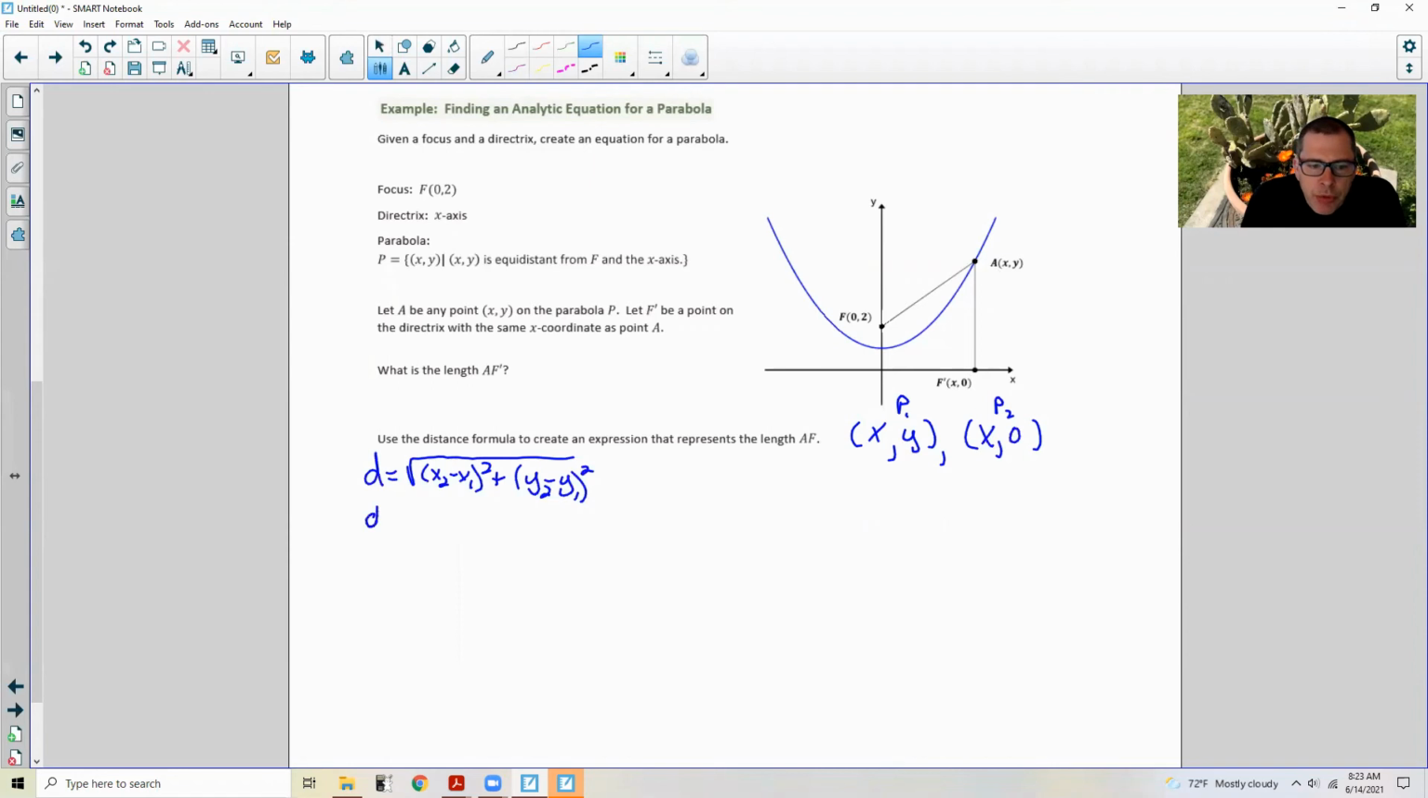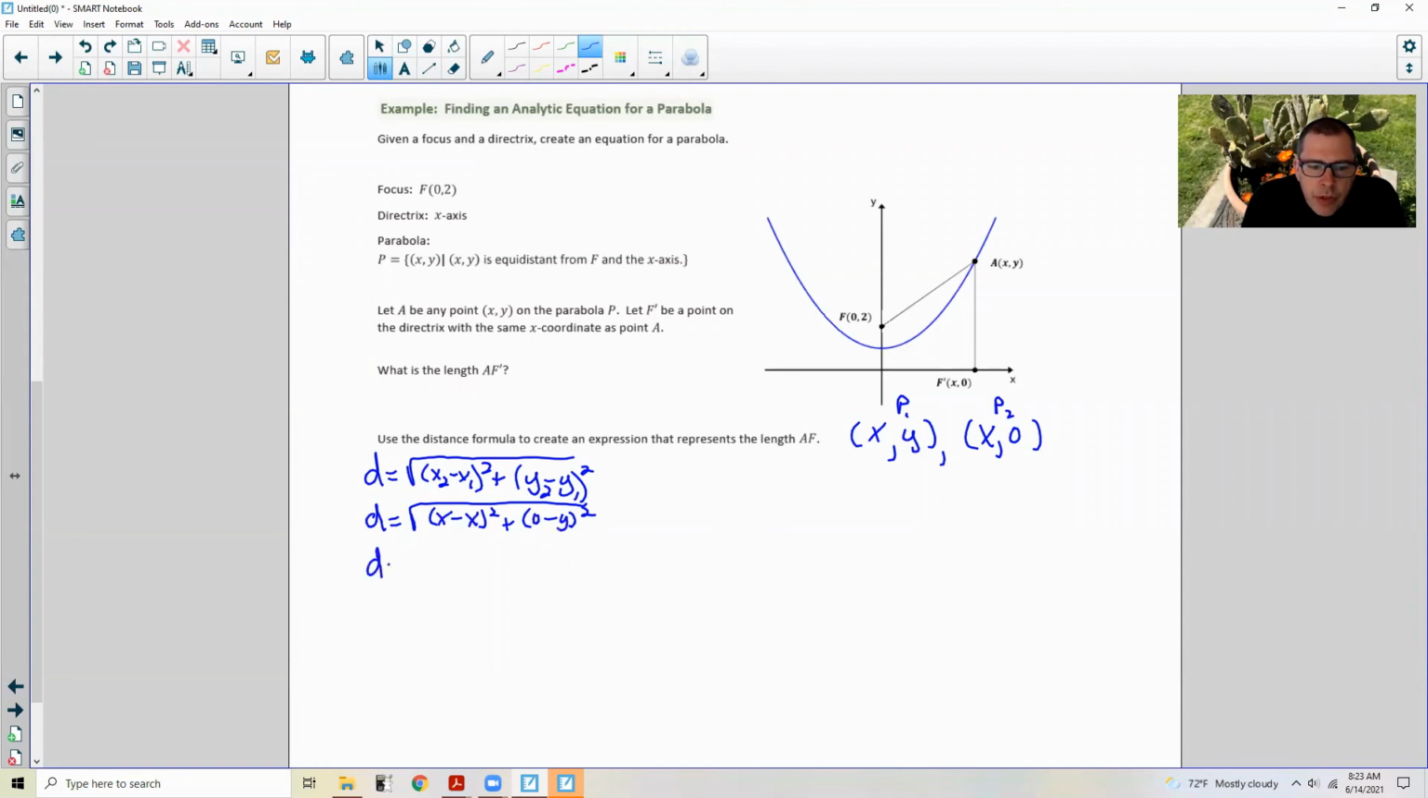So when I substitute this into the distance formula, we're going to get, okay, let me just create this. All right, so it's x sub 2, which is x, minus x sub 1, which is x. So it's x minus x. And then it's going to be 0 minus y.